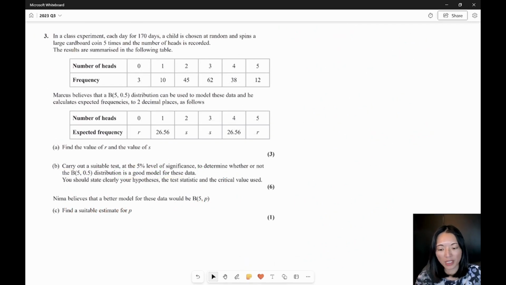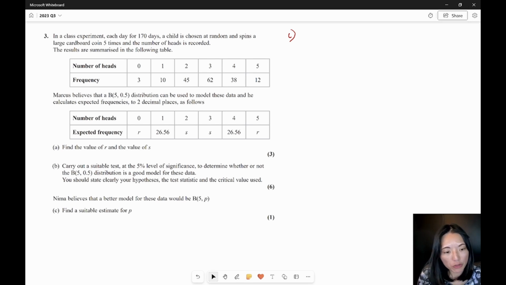Now let's take a look at part C. It says NEMA believes that a better model for these data would be a binomial distribution with parameters 5 and p. And it's asking us to find a suitable estimate for p. So find a suitable estimate for the probability of success, the probability of getting a head. It's quite reassuring because effectively it's hinting that p equals 0.5 is not a suitable estimate, which is what we found in part B. So part C.